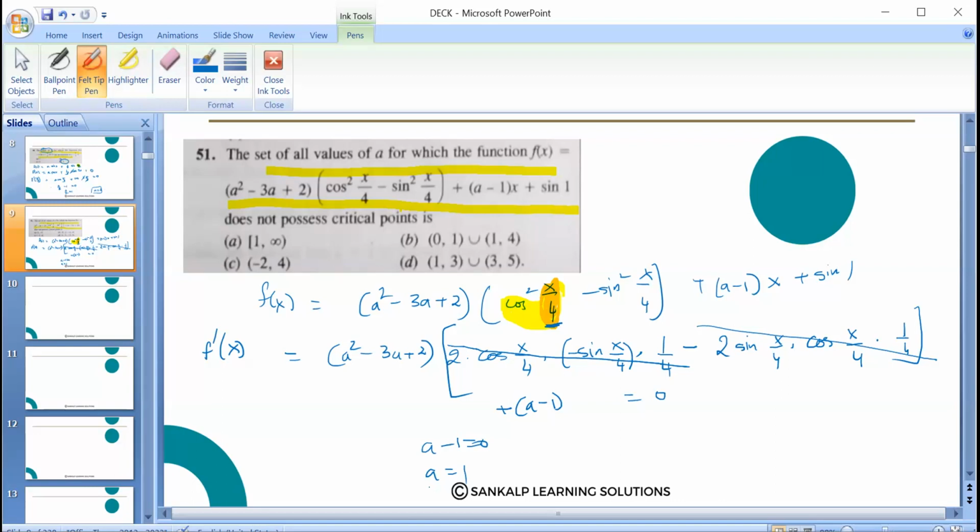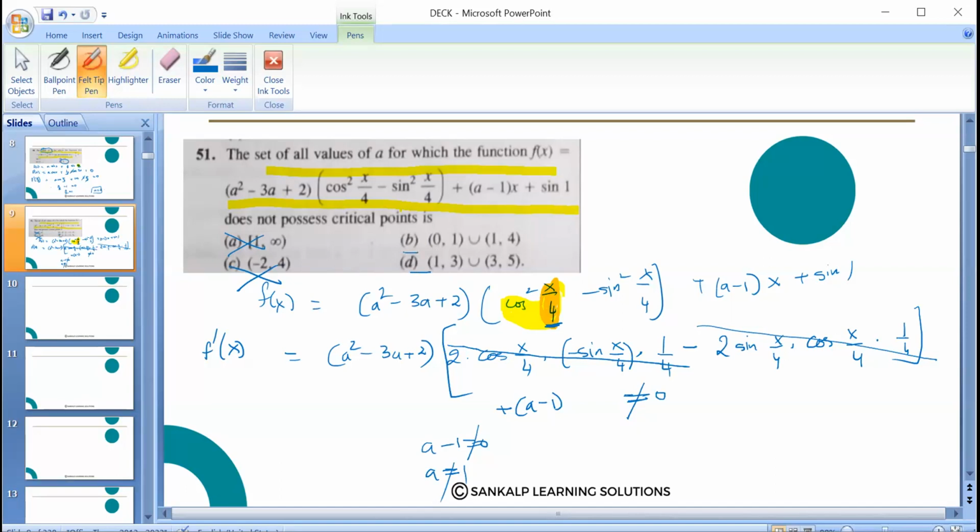But in the question they said it does not possess a critical point. That means f dash cannot be 0. A minus 1 cannot be 0. A cannot be equal to 1. A cannot be equal to 1 means option A cancels. Option C cancels. Left is option B and option D. Only 2 are left. Which one to select?